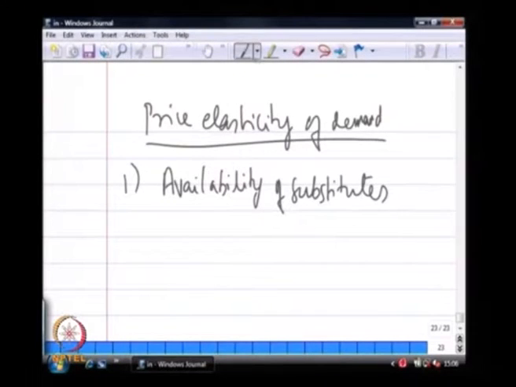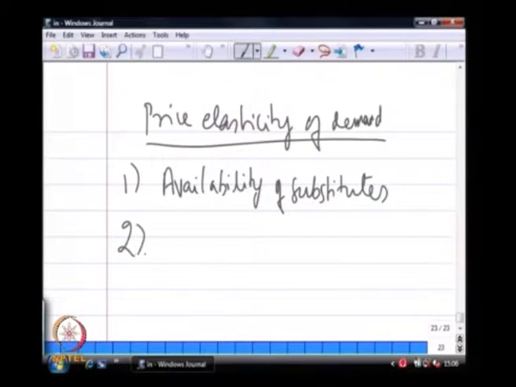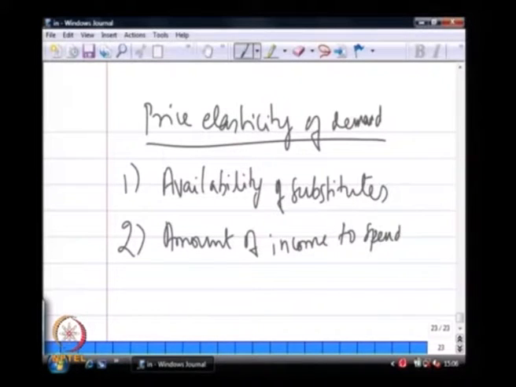The second factor that affects the price elasticity of demand is the amount of income that is available to be spent, the amount of income to spend. This factor refers to the total that a person can spend on a particular good or service.